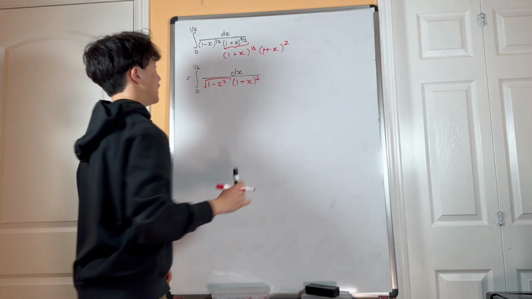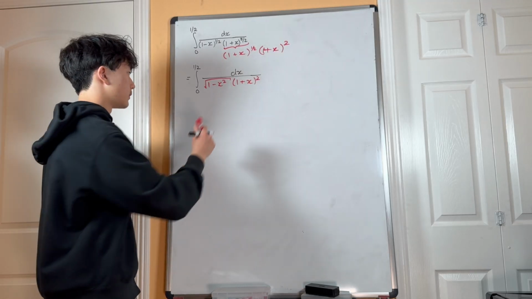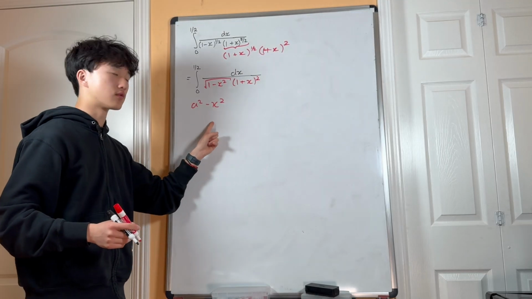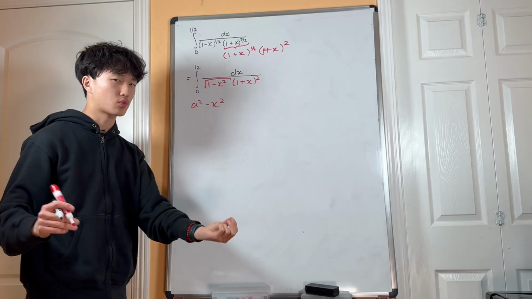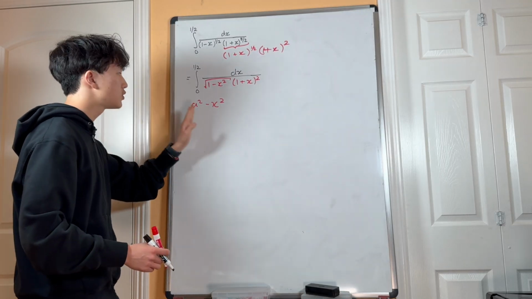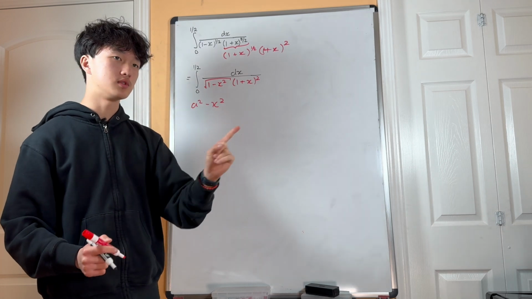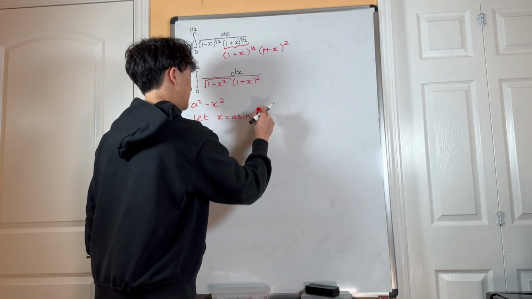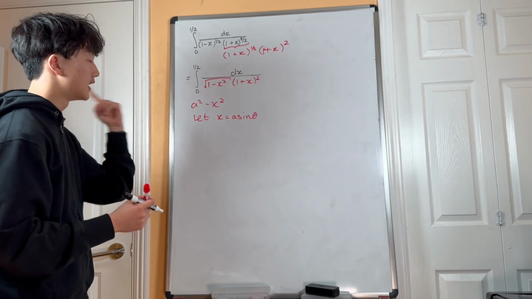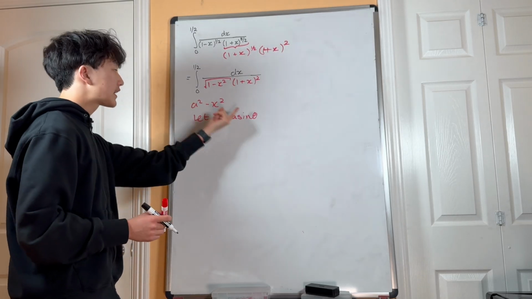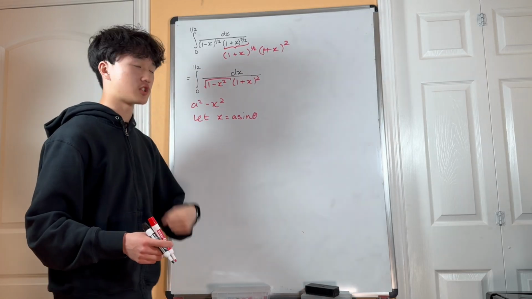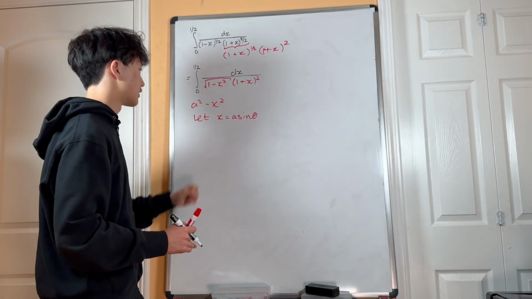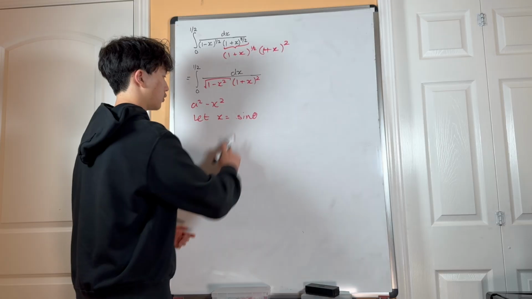Then dx on top. Now you see that we have a quadratic in the form a squared minus x squared. If you don't remember, I'll go through this really quickly. If you see a quadratic in this form, and most of the time you use this if it's in a square root or something like that, then the trig substitution you want to use is let x equal a sine theta or cosine theta. You can see why: if you plug in a sine theta, you can factor out a squared and you're left with 1 minus sine squared, which is just cosine squared. Right here, we have a equals 1, so this is 1 squared minus x squared. So our substitution is just going to be x equals 1 times sine theta.